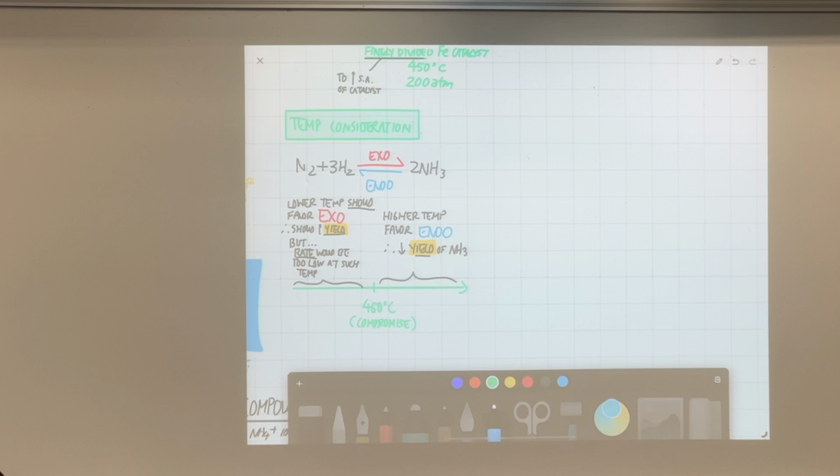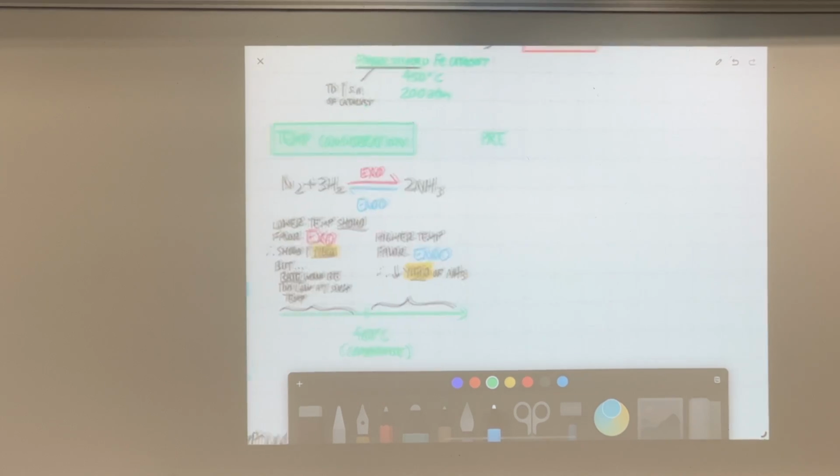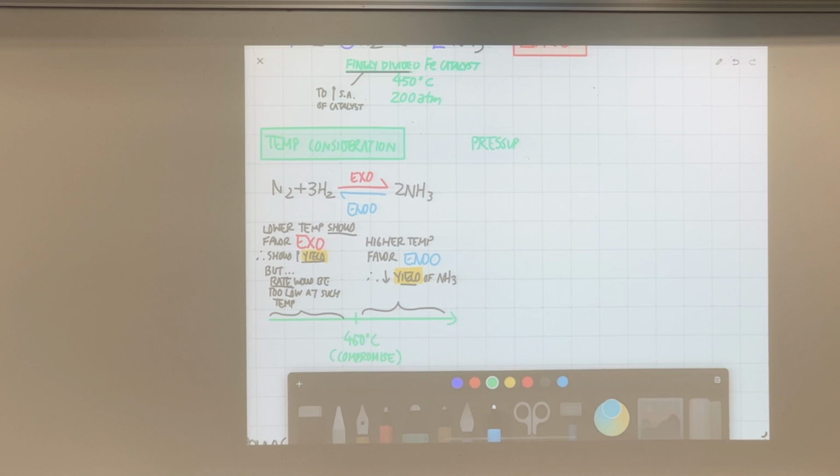So, any question about the temperature consideration? No, okay. You can treat this as a recap, or review, of the equilibrium chapter. So you can refer back to the equilibrium videos if you forgot about this.